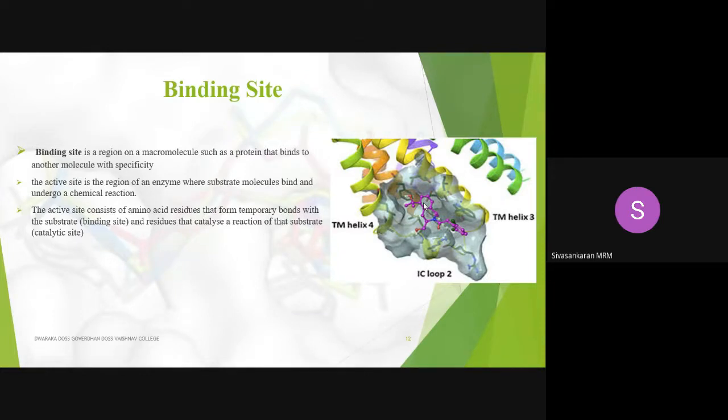Another molecule specificity: the active site is the region of an enzyme where substrate molecules bind and undergo a chemical reaction. The active site consists of amino acid residues that form temporary bonds with the substrate, the binding site, and residues that catalyze the reaction of the substrate.